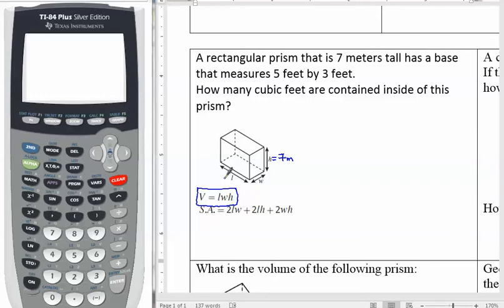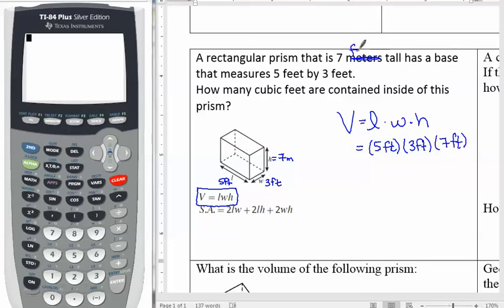And it's 5 feet by 3 feet. So my volume formula, which is length times width times height, I just match them up and plug them in. Length is 5 feet, width is 3 feet, and height is 7 feet. We're going to go ahead and change this to feet because we generally want them to match, and I don't think we want to do some chemistry conversions right here.